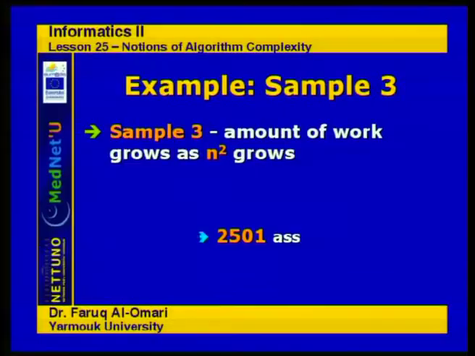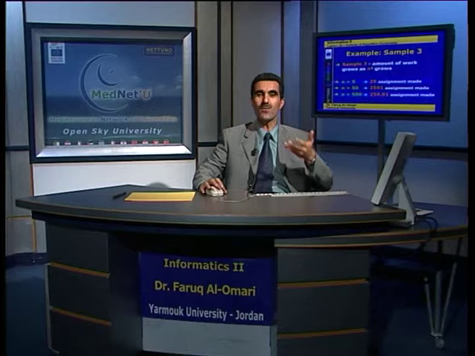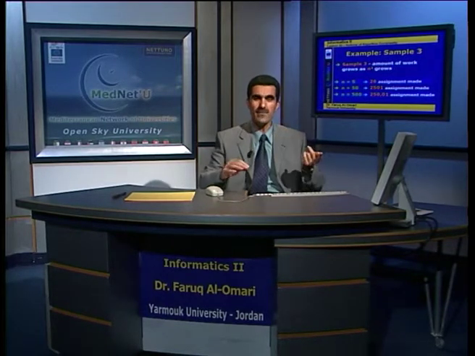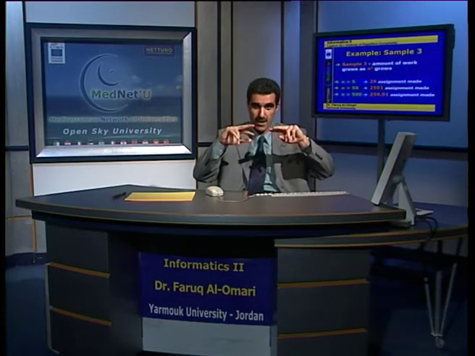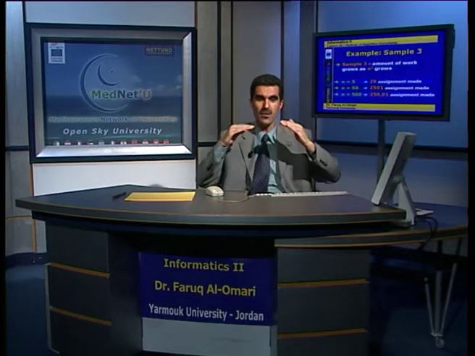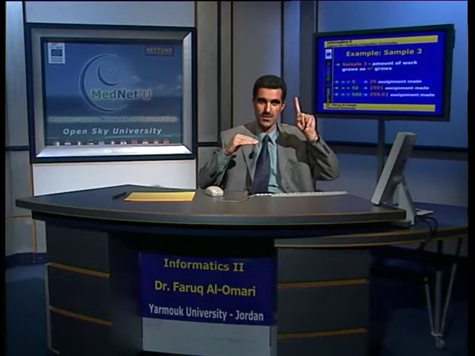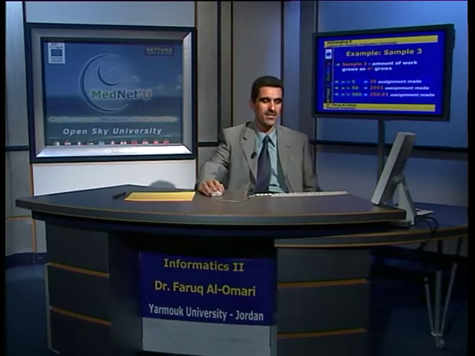Sample 3. Well, this one grows. I have 2 loops, remember, to calculate this. So it grows with n squared, as a matter of fact. Because for n equals, let's say, to 5, I will have one assignment outside, and then 5 times 5, 2 loops inside. Each one of them goes from 1 to 5, okay? And the inner loop iterates n times each time the outer loop iterates once. So that's like 5 times 5, 25 plus 1 outside, that's 26.